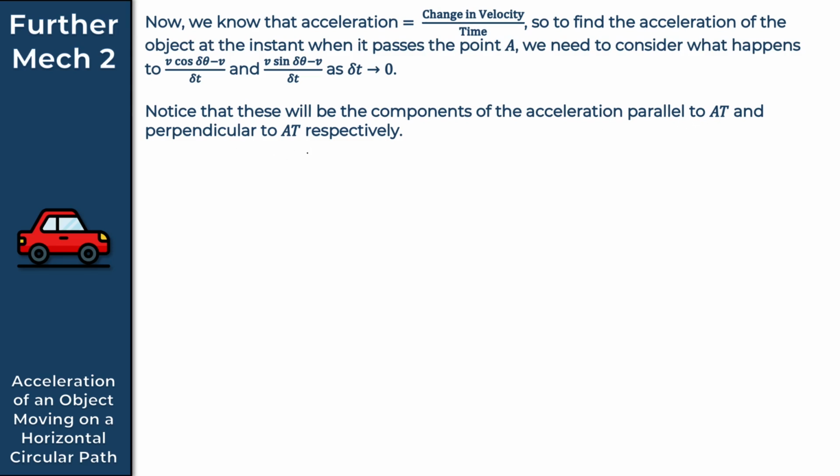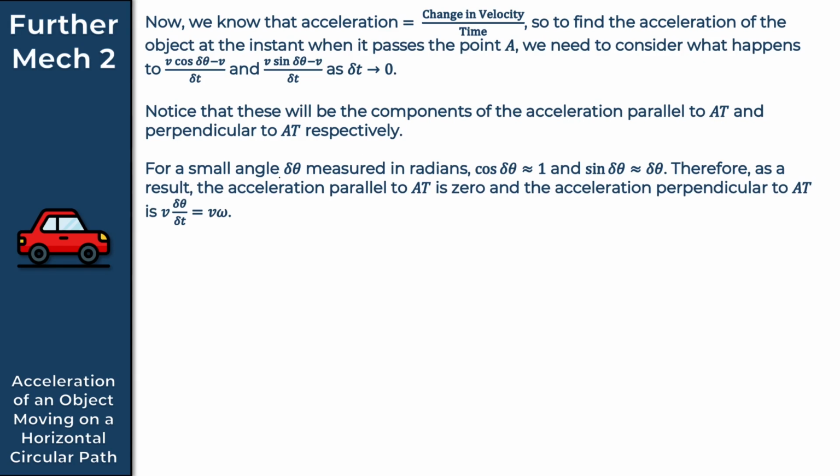For a small angle delta theta, measured in radians, we're just going to make use of the small angle approximations all the way back from A-Level Maths. Hopefully you haven't forgotten these. So cos delta theta is approximately 1, and sine delta theta is approximately delta theta. Therefore, the acceleration parallel to AT will simply be 0, and the acceleration perpendicular to AT will be v times delta theta over delta t, which is equal to v times omega.